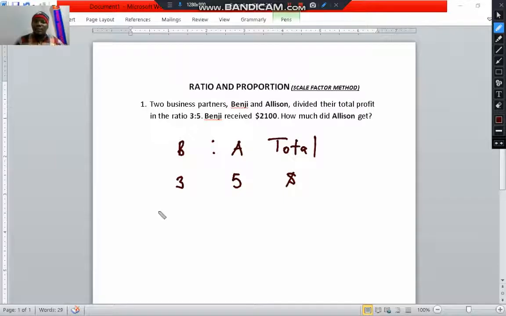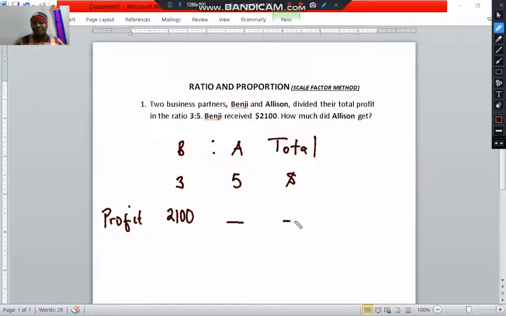Then you need to ask yourself, what are we sharing? We are sharing some form of money. So let's just write another row here which says profit. Okay. So of the profit that these people are sharing, Benji gets 2,100. So that should go under the column for Benji. So we are going to write 2,100 there. Is the share for Alison known? No, we don't know. So we're just going to put a dash there. Is the total money that we are sharing, or the profit, known?